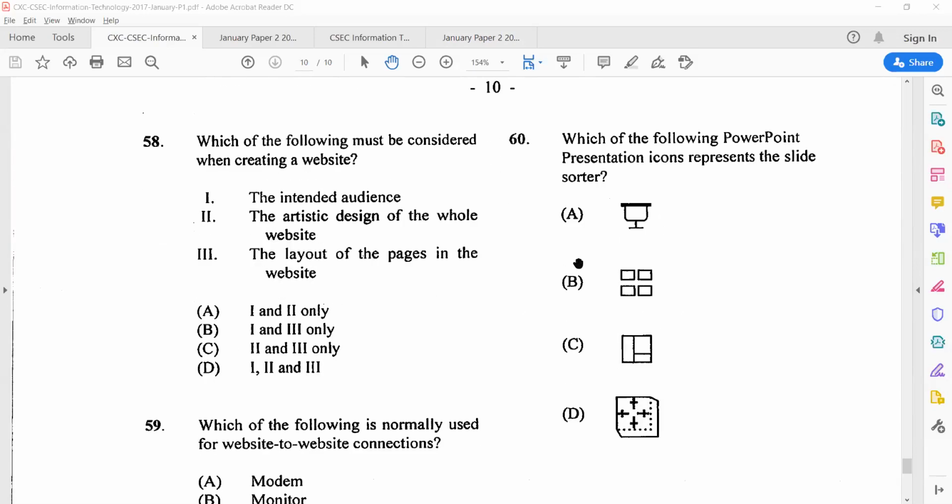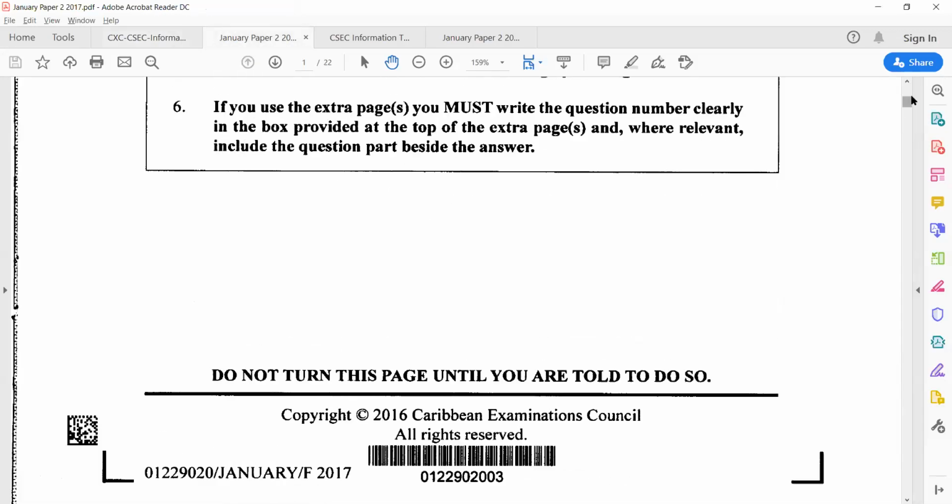And 60, the last multiple choice. Which of the following PowerPoint presentation icons represent the slide sorter? Right. The answer for this is B. Okay. B, sir. Yes, B. Any questions on these or any other questions on the multiple choice? If not, let us continue with the rest of the questions.